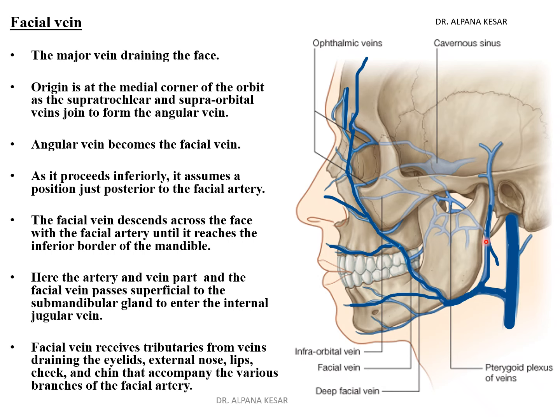Facial vein is then joined by the anterior division of retromandibular vein to form common facial vein, and common facial vein terminates by draining into internal jugular vein. Facial vein during its course drains blood from most of the face, including areas like eyelids, external nose, lips, cheek, and chin.